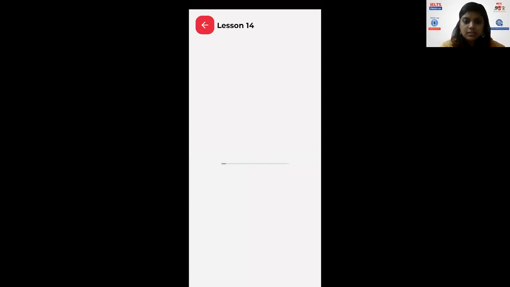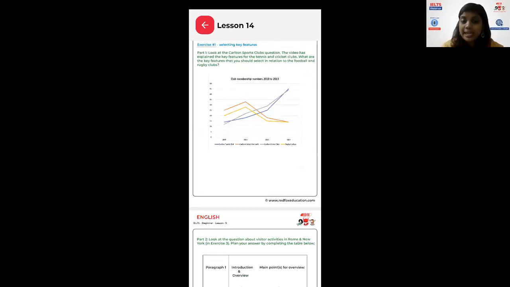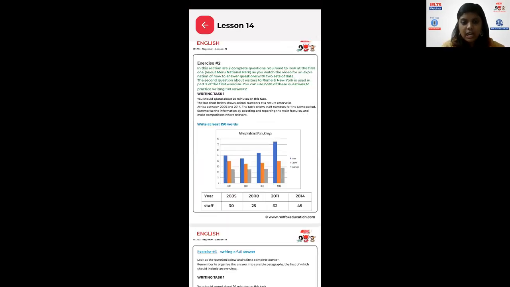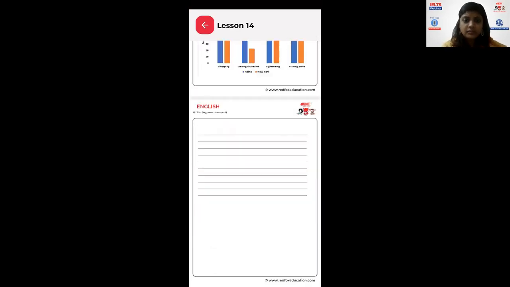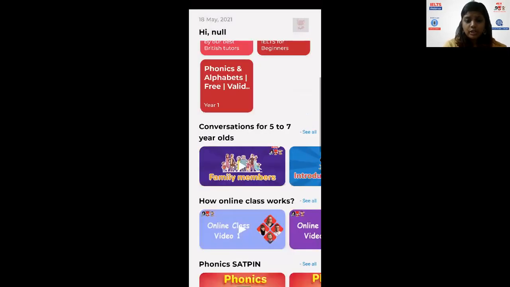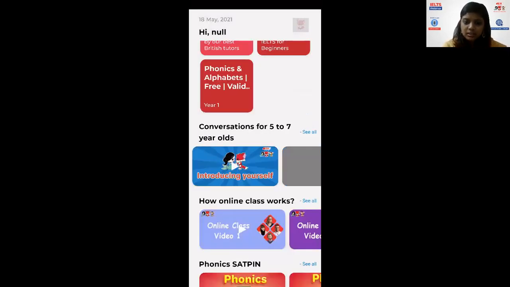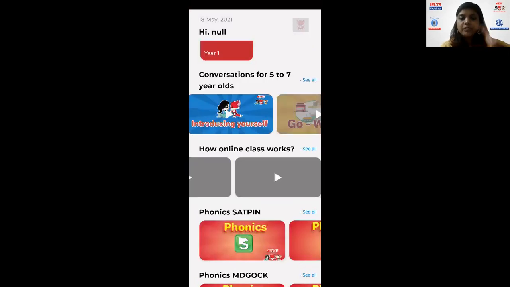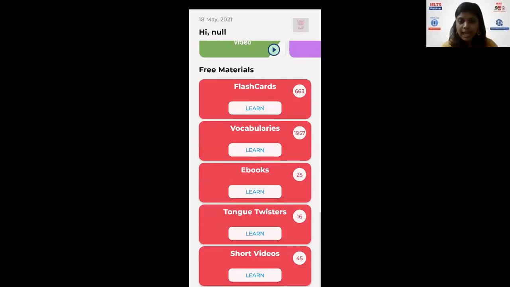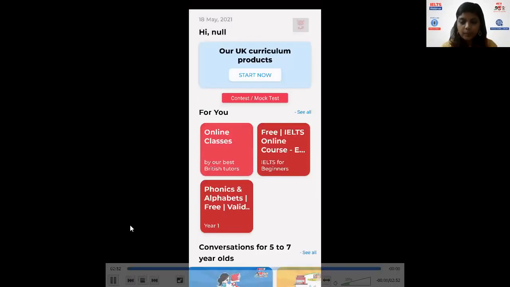Then this is task 1, academic. And like you can see, there was a graph on top, and then you also have a bar graph here. That was a line graph. So this is what the app is all about. You also have a lot of phonics and other vocabulary stuff as well. And all of this is free. All you have to do is download our app from Play Store or App Store.